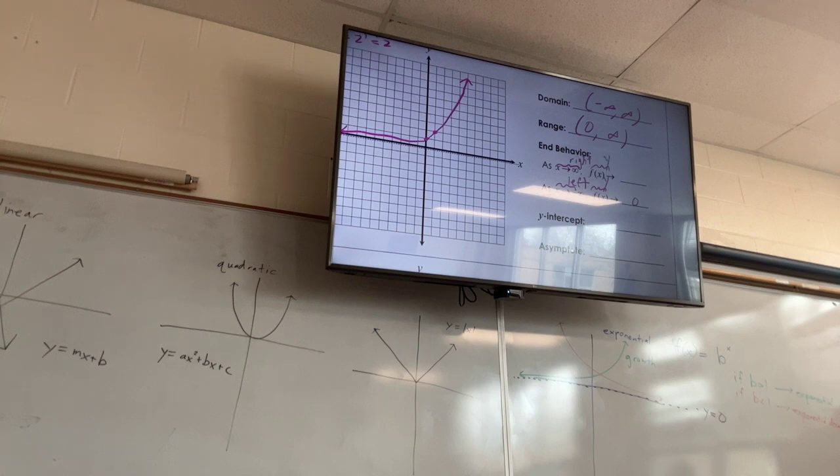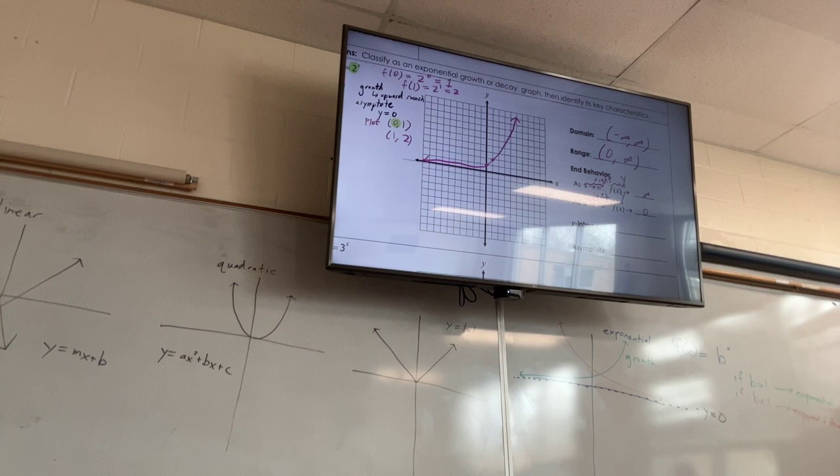So as we go to the right forever, where's my y going? Go to the right forever along my graph. Where's my y going? And going up forever. Okay. Y-intercept, just copy that down. Asymptote, copy that down. Okay. You good?